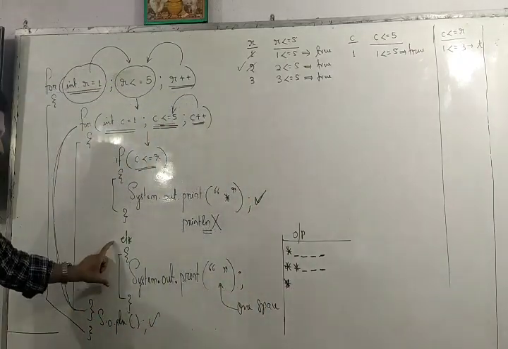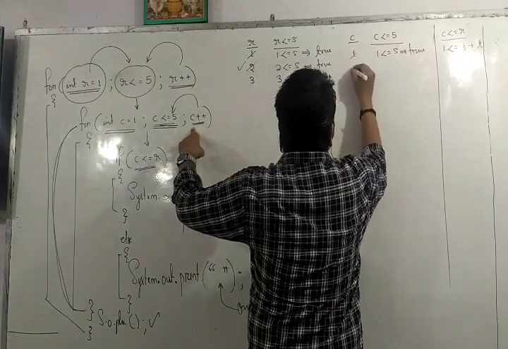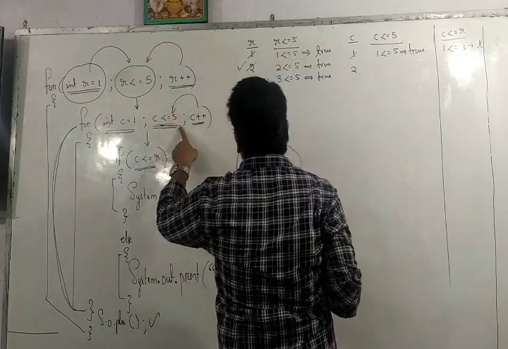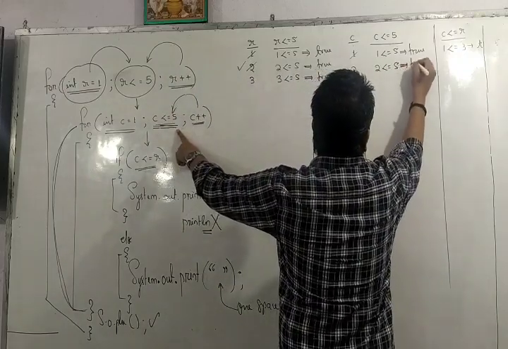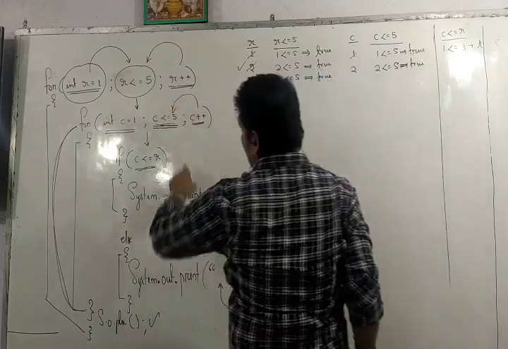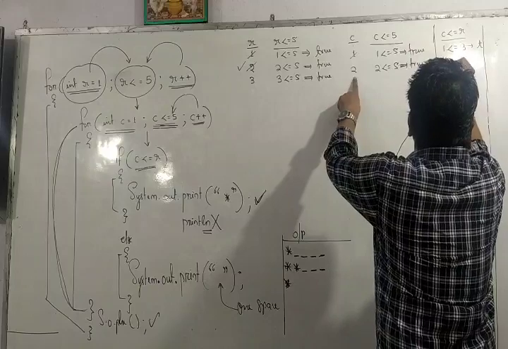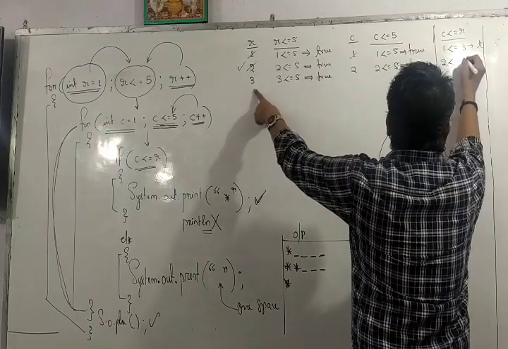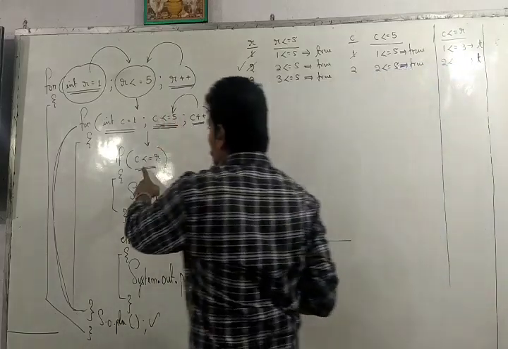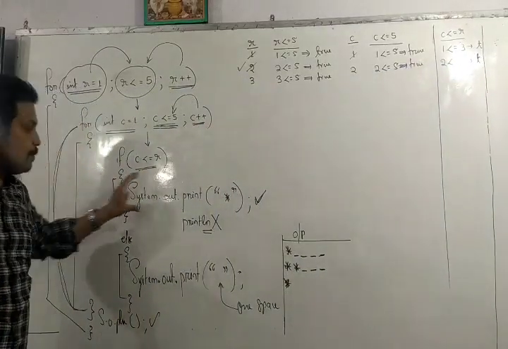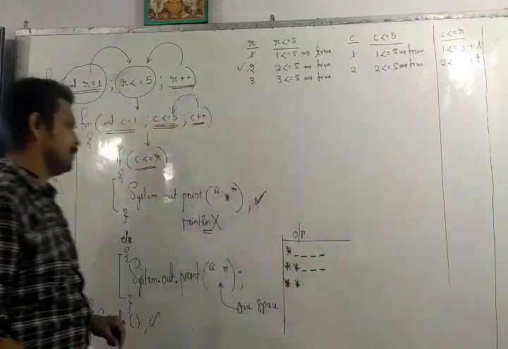Then the control will ignore this else part and go to the updation expression of inner for loop. So the value of C is now 2. Then C less than equal to 5 means 2 is less than equal to 5. So we will get true. Again one condition is there, C less than equal to R. What is the value of C now? 2 less than equal to R. What is R? 3. So 2 is less than equal to 3. Yes, it is true. If it is true, then this part will be executed, so star will be printed.